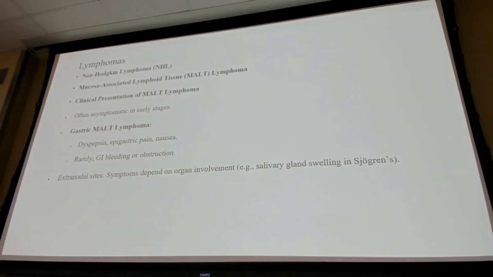Clinical presentation is often asymptomatic. But are they showing the signs? Dyspepsia, epigastric pain. Are they having those GI-type symptoms? Rarely GI bleeding or obstruction. Extranodal involvement of the salivary glands, like Sjogren's. So again, this is a non-Hodgkin's lymphoma that presents in an extranodal fashion, outside of the lymph node.